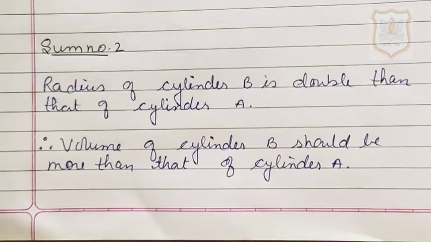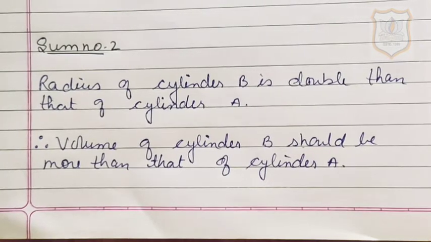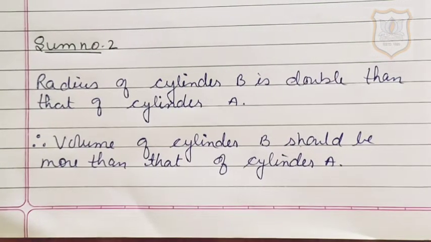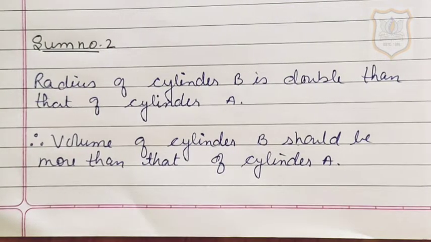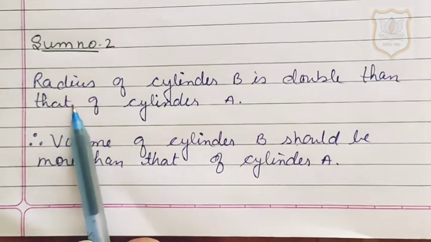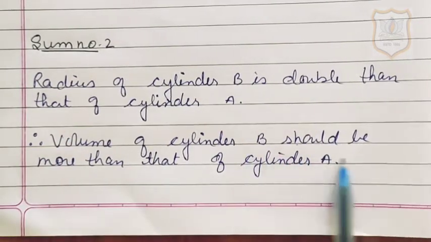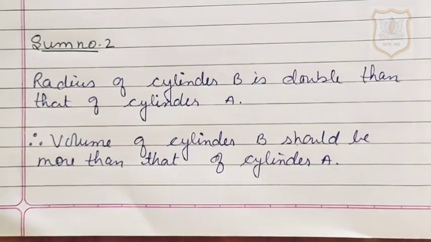Now solution for sum number 2. Students, here first we have to suggest whose volume is greater without doing any calculation. As in cylinder A, the diameter was 7 cm and in cylinder B the diameter was 14 cm. So we can say that the radius of cylinder A is 7/2 and radius of cylinder B is 7 cm. So we can say that the radius of cylinder B is double than that of the cylinder A. Therefore the volume of cylinder B should be more than that of cylinder A.